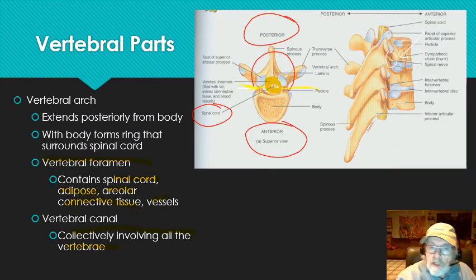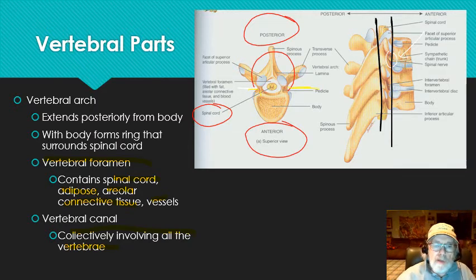So in other words, if I talk about an individual vertebra, this is my vertebral foramen. If I talk about all the vertebrae together, that whole canal, which is all those vertebral foramen lined up one on top of the other, that creates what we call the vertebral canal. And that's all the vertebrae collectively with the vertebral canal.